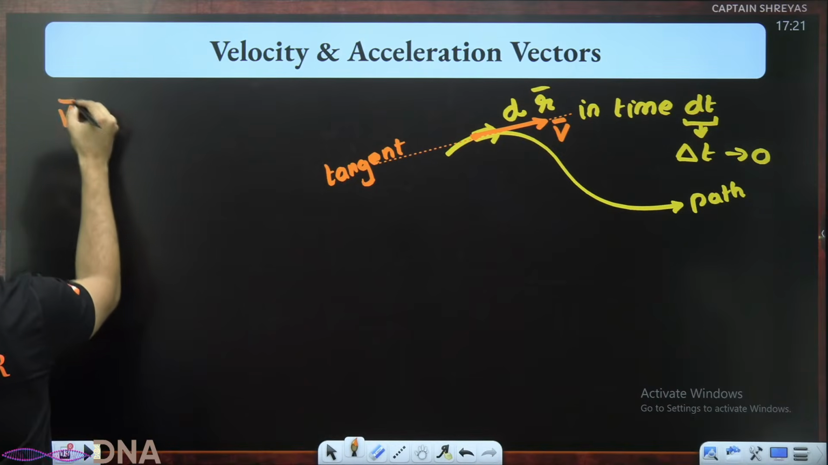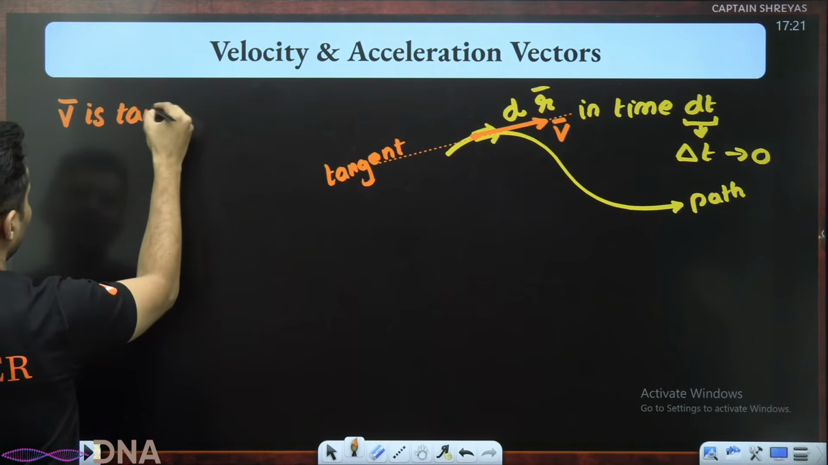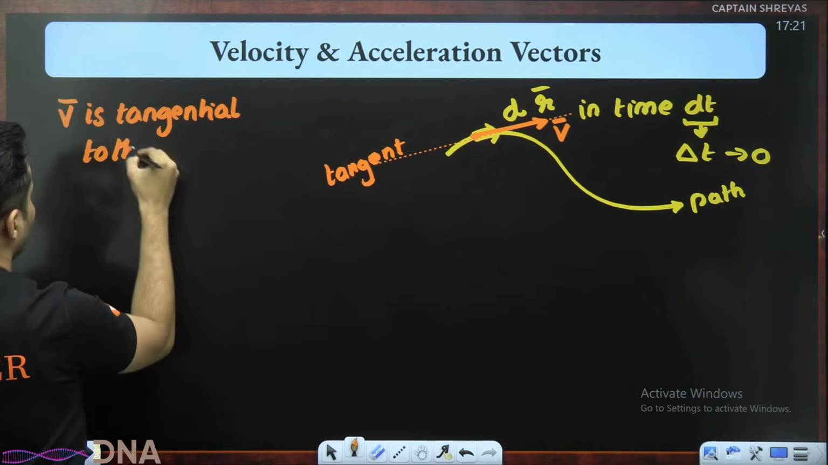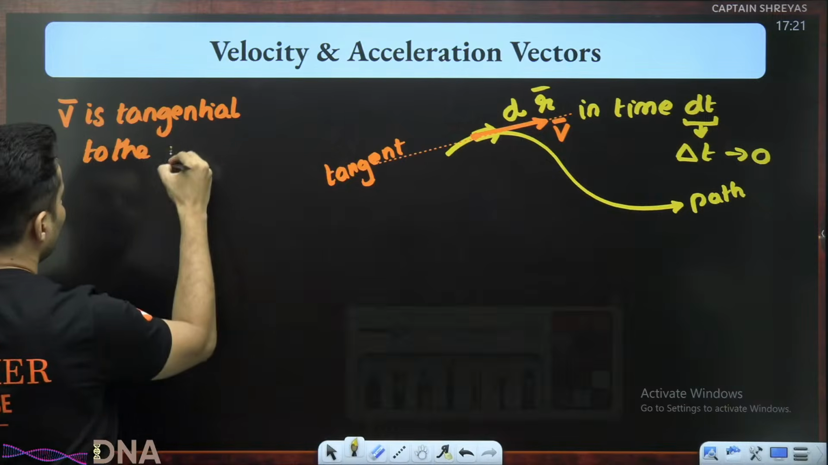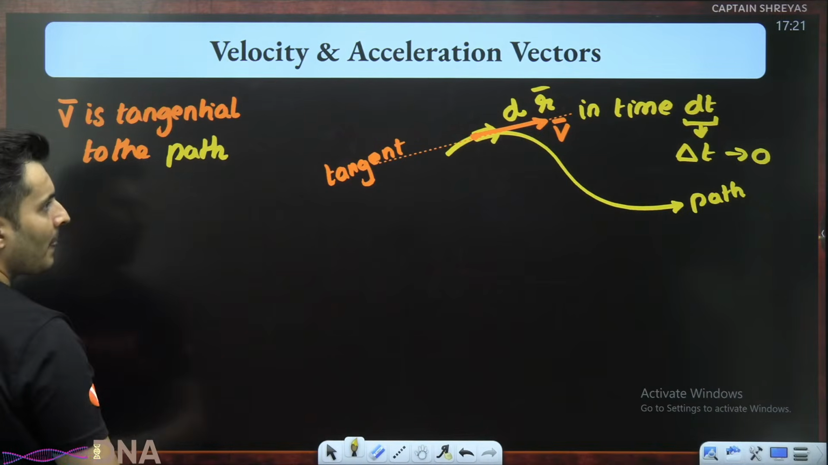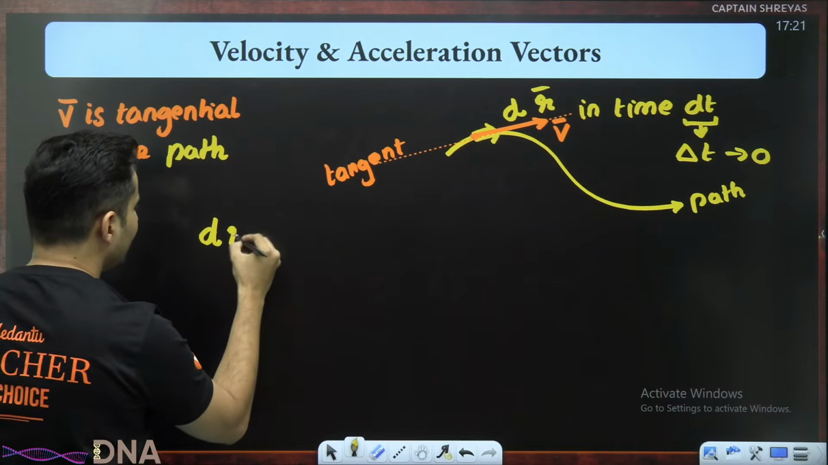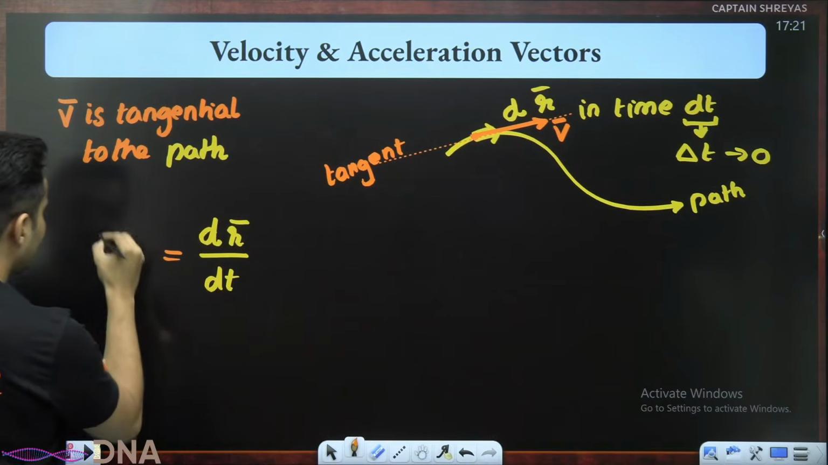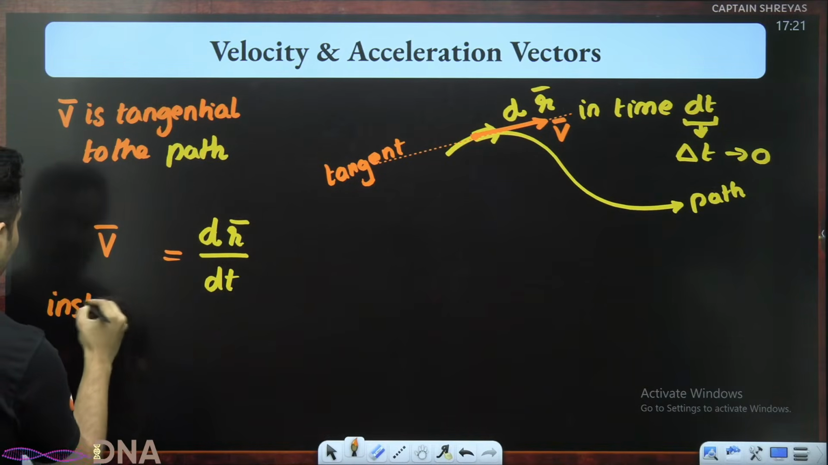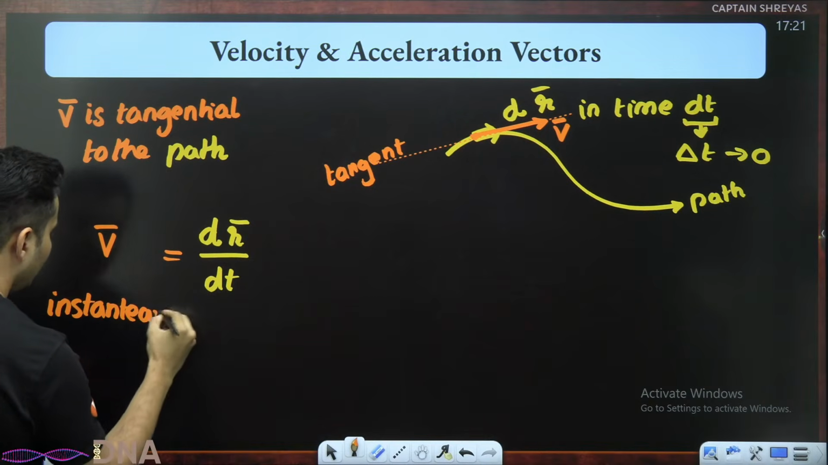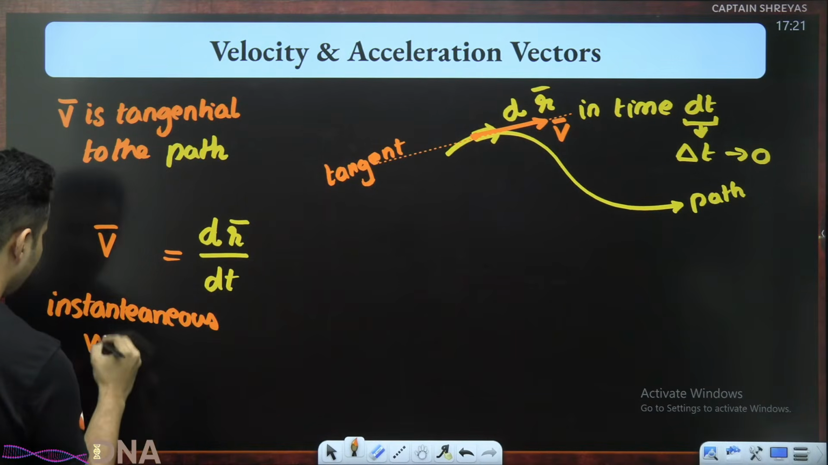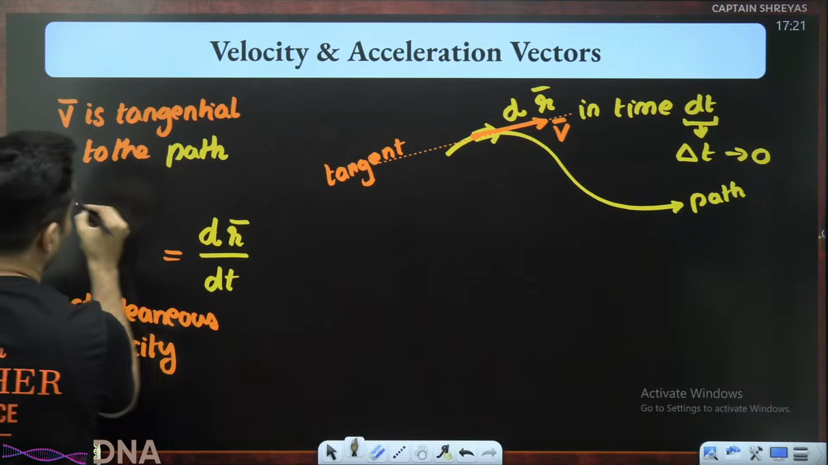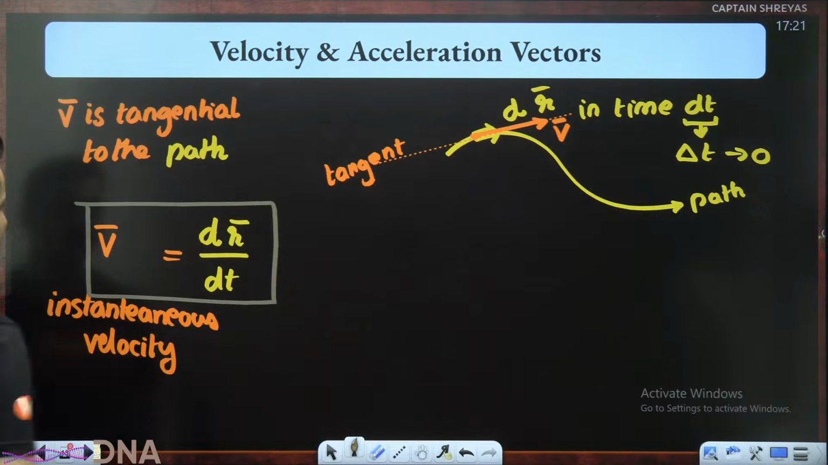So, number one, velocity is tangential to the what? The path taken, to the path which has been taken. So if I take that infinitely small displacement and divide it with time, what I will get is the instantaneous velocity, dr by dt. Instantaneous velocity, which is nothing but dr by dt.